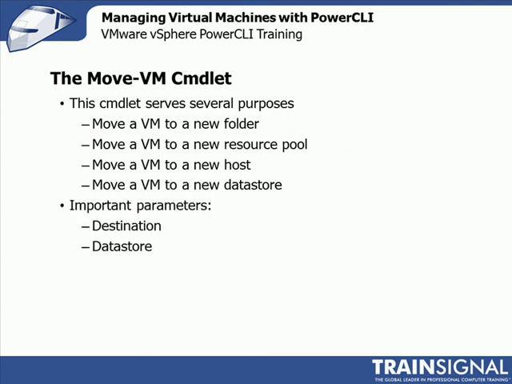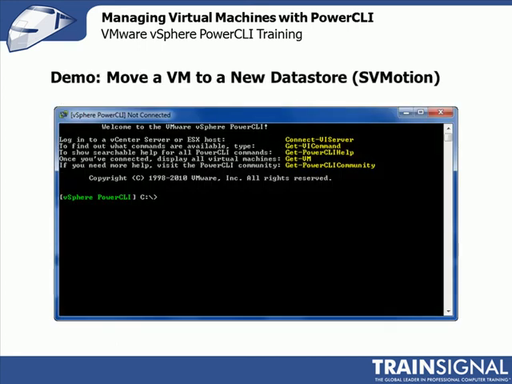A couple of important parameters are Destination and Datastore. So this is how you're going to provide, whether we're talking about a new resource pool, a new VM host, or just a folder, you're going to specify that using the Destination parameter. And then Datastore: if you're doing svMotion, storage vMotion, then you're going to specify a new data store using the Datastore parameter. And if the virtual machine is off, then you're not going to be using vMotion. That's just going to use the standard API. When it's on, you'll use vMotion. Now let's go into a demonstration.